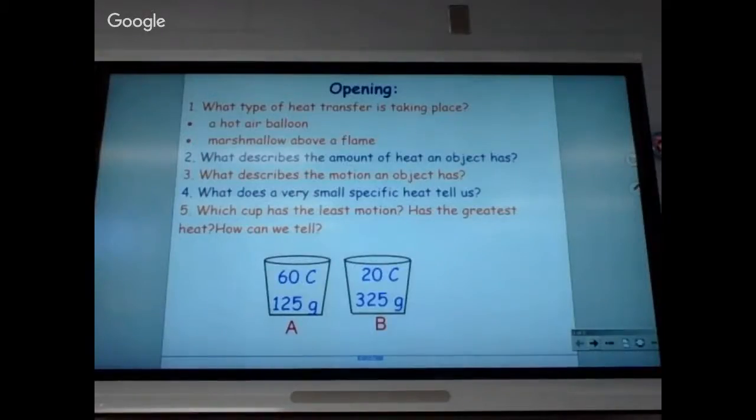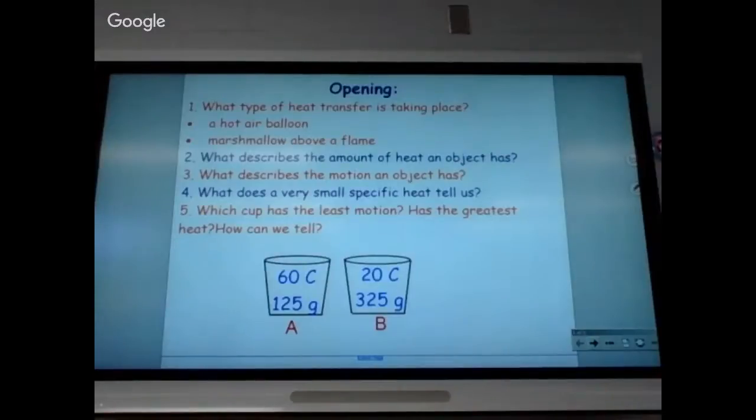Convection. Okay? A hot air balloon is convection. You heat the gas, and then the gas actually becomes less dense, which forces the balloon to rise. If you cool the air by turning the flame off on a hot air balloon, the cool air becomes more dense and causes the balloon to come down.